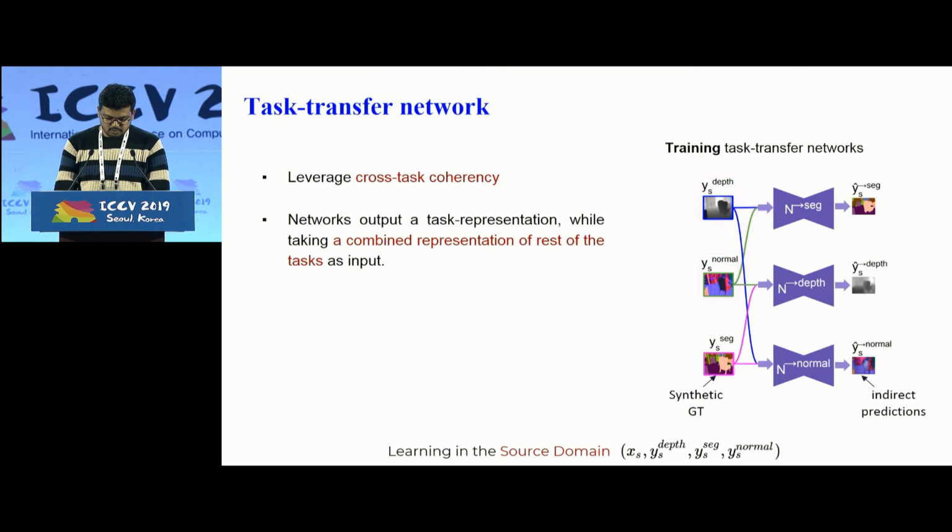So we formalize a novel idea of leveraging cross-task coherency as an important cue to realize a unified multitask adaptation objective. We introduce task transfer networks, where individual networks are trained to output the representation of a particular task from a combined representation of the rest of the tasks as input.